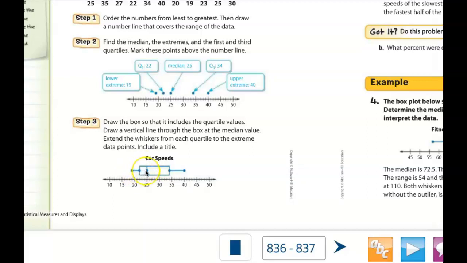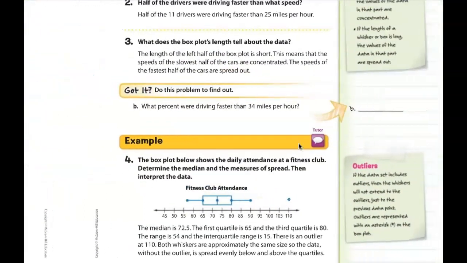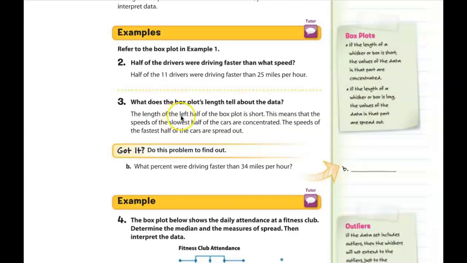You'll notice that half of all the drivers were concentrated at about the same speeds, less than 25 miles per hour. But the half that were going faster, do you see how the data is a whole lot more spread out? So some people were going way too fast, and some people were going a little bit too fast. So again, that's what this says here. The length of the left half of the box is short, which means the speeds of the slowest half of the cars were concentrated. The speeds on the fastest half were really spread out.